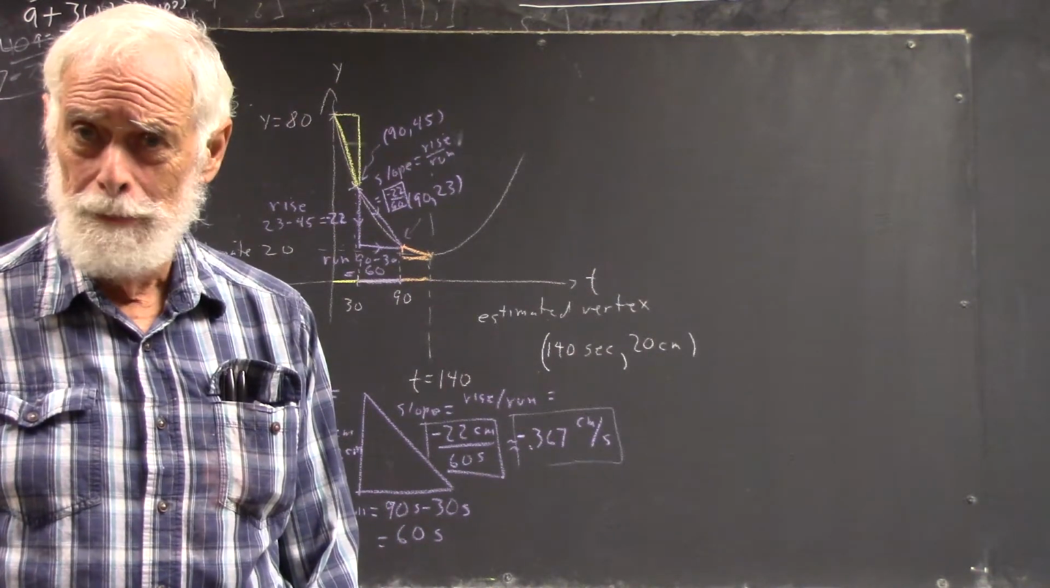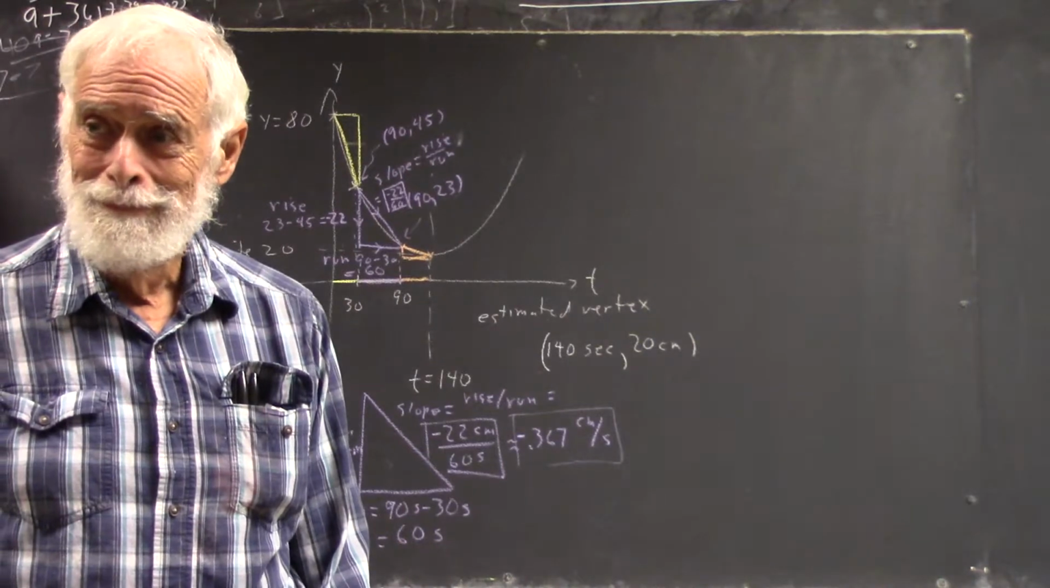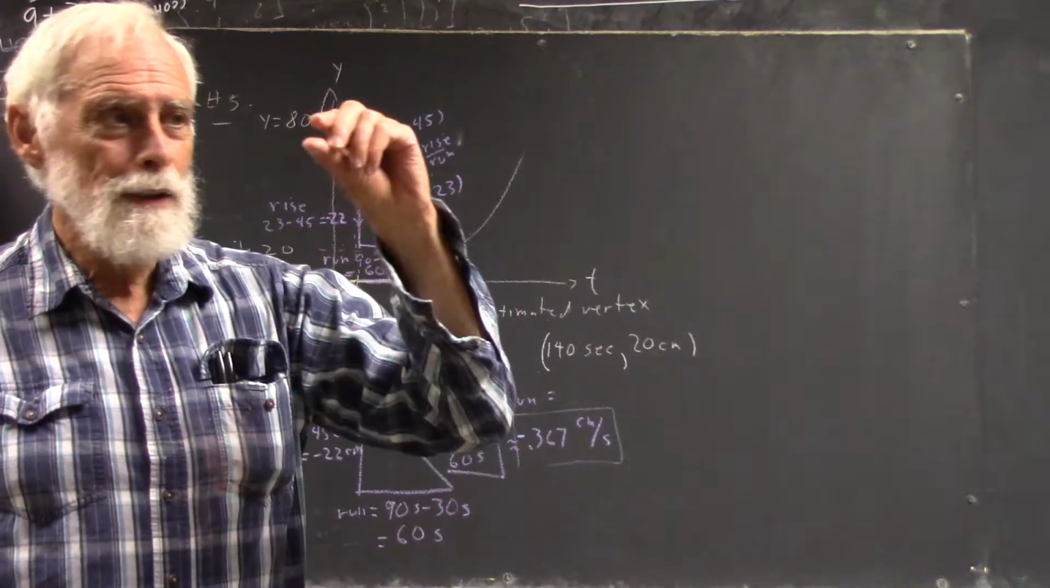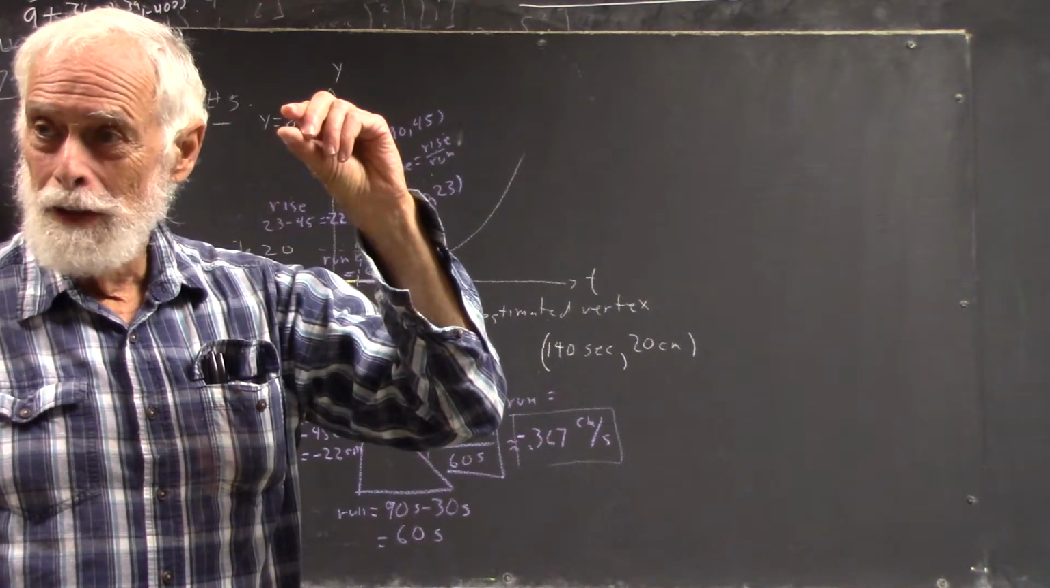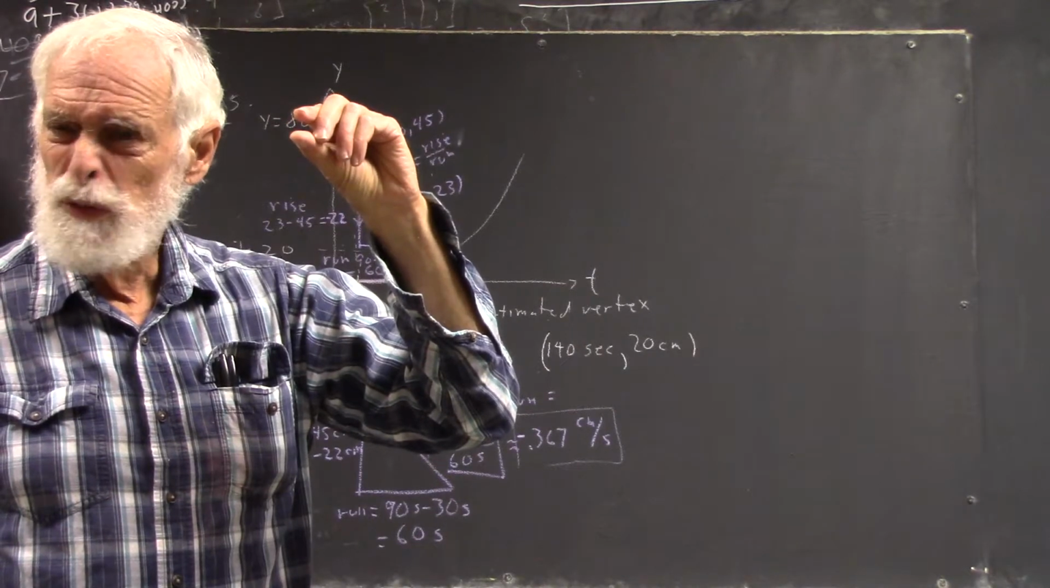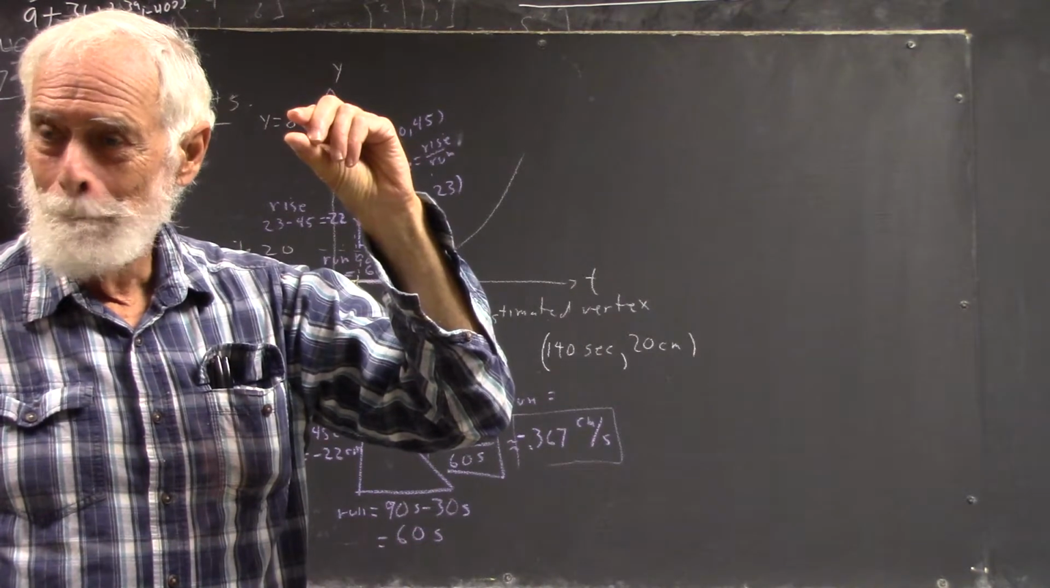How big's a centimeter? Show me with your fingers. Yeah, that's pretty good. Okay, about like that, right? A little less than half an inch. About 4/10 of an inch. Okay?